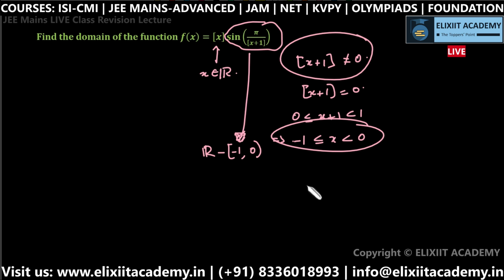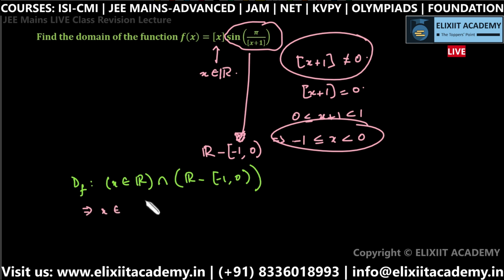Now we are going to take the intersection of these two domains, which means finally the domain of f. What is the domain of f in this case? The intersection of x belongs to R with R minus the interval [-1, 0). If you see the intersection part, finally the domain is minus infinity to -1, open interval, because the function is not defined at x equal to -1, union the closed interval 0 to infinity.